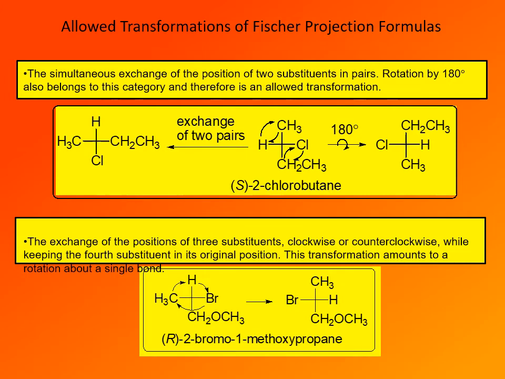So here is one example where three substituents, bromine, methyl group, and hydrogen, are rotated clockwise, while remaining large substituent, ether substituent, is left in place. And still we end up with the same enantiomer.